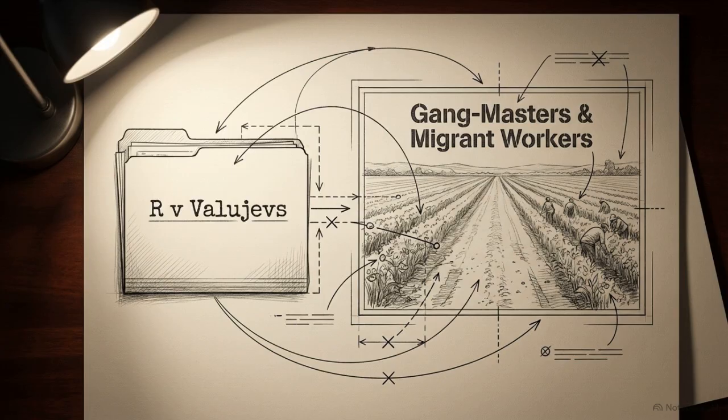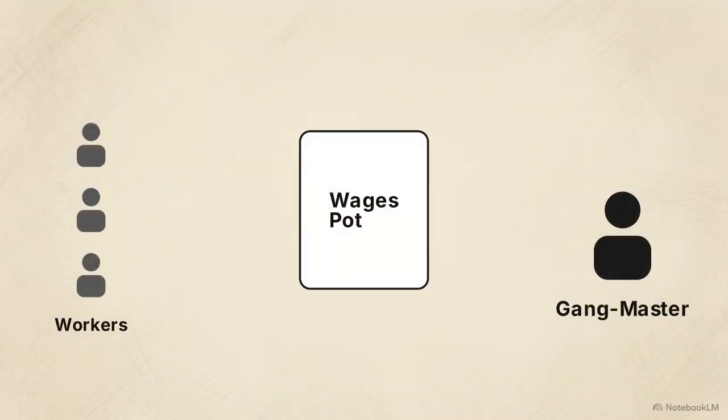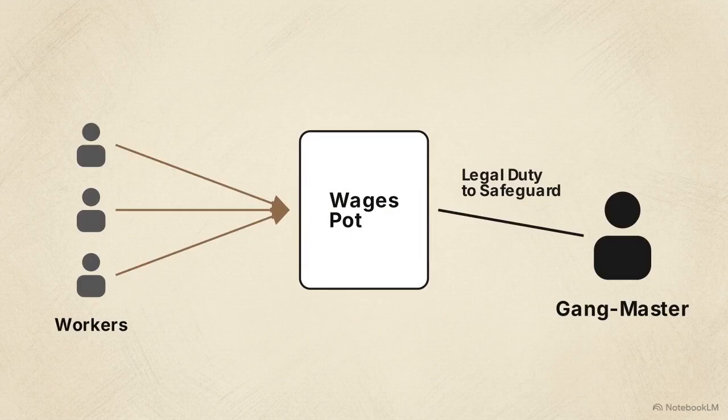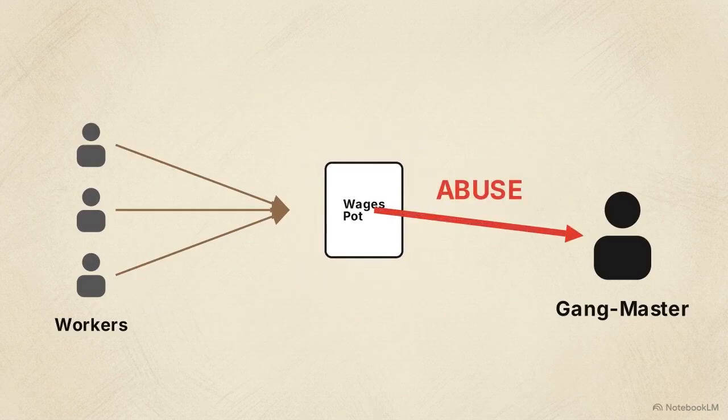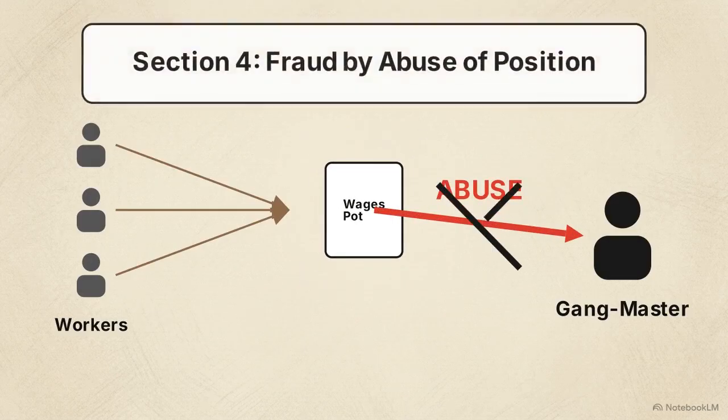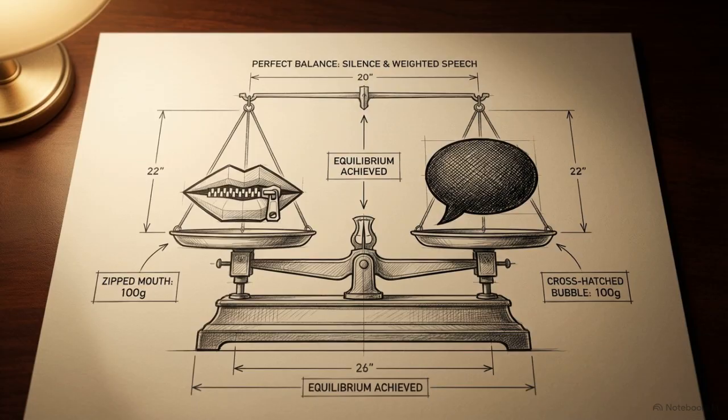To see how broadly the courts interpret a position of financial trust, we look to R v. Valujevs, where unlicensed gangmasters exploited migrant workers. Because the gangmasters controlled the workers' wages and rent, they were legally expected to safeguard those financial interests. Their unlawful deductions constituted a criminal abuse under Section 4. Under the Fraud Act framework, weaponized silence and exploited authority carry the same statutory weight as a direct lie.